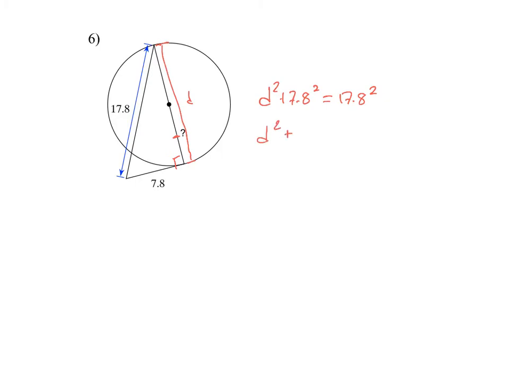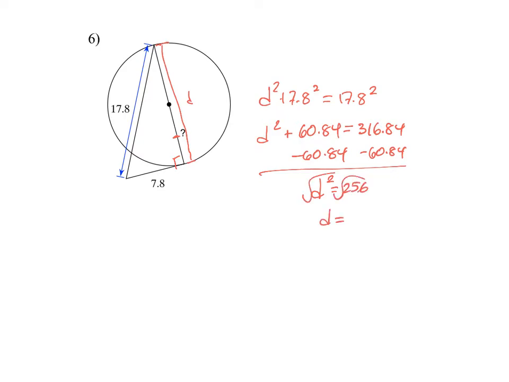So this is 60.84 equals 316.84 minus 60.84 on both sides. I have that d squared equals 256, and the square root on both sides, I have that d equals 16, right? So the diameter equals 16. So my radius is going to be half of that, so let's name this one, let's say b. So b equals 16 divided by 2, so it's 8.